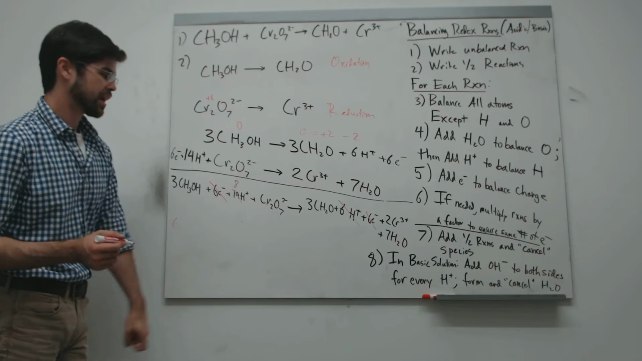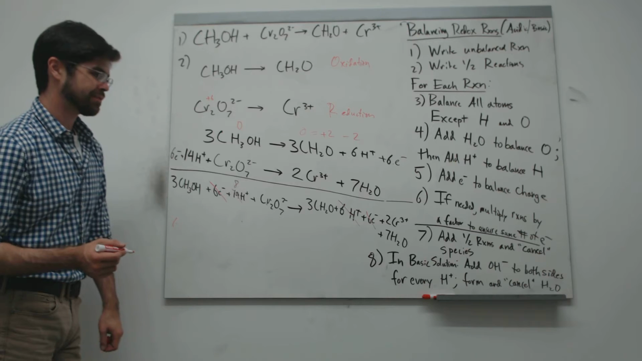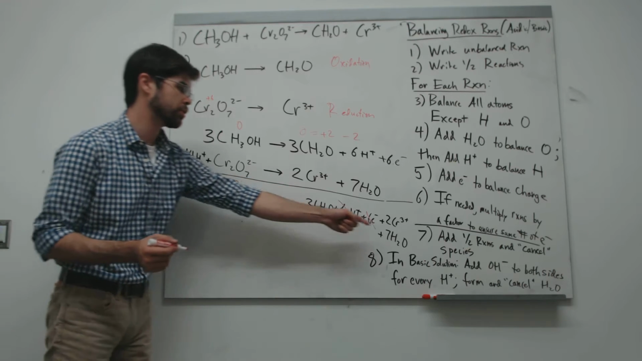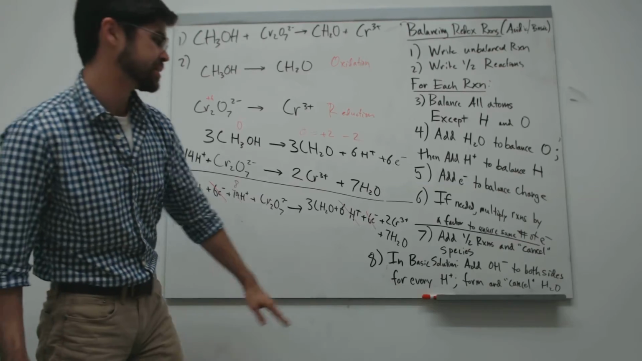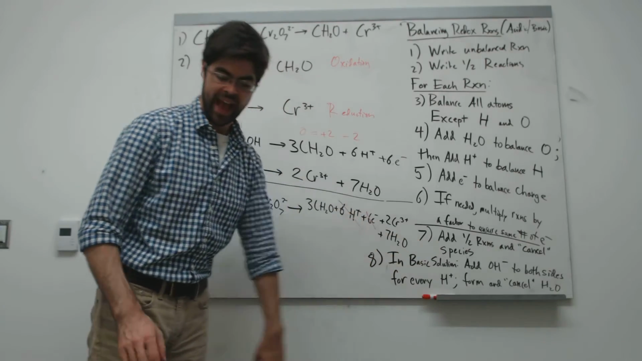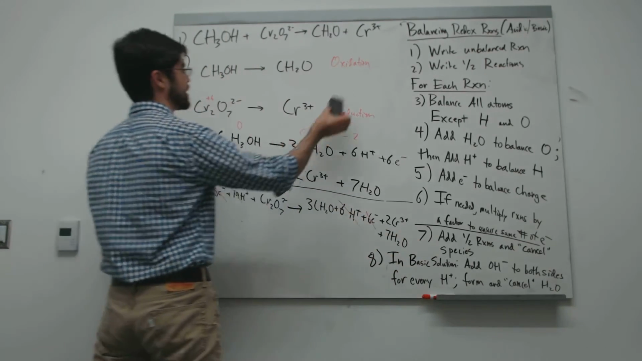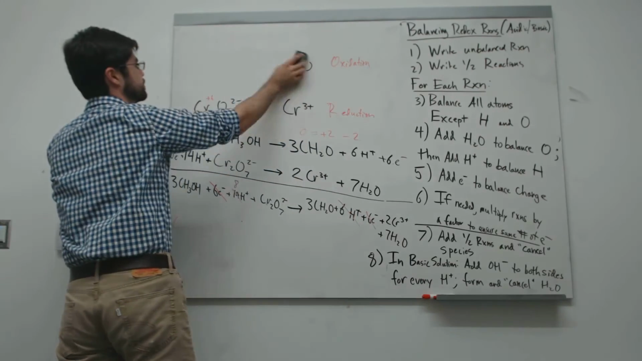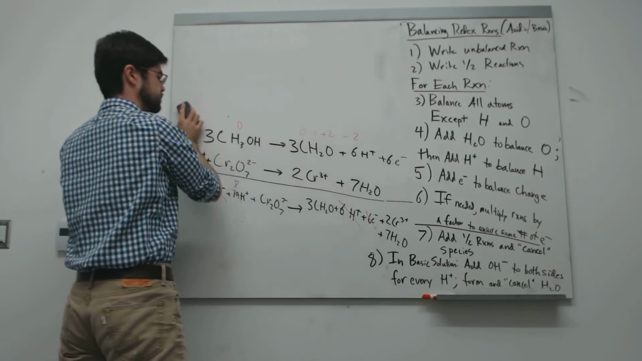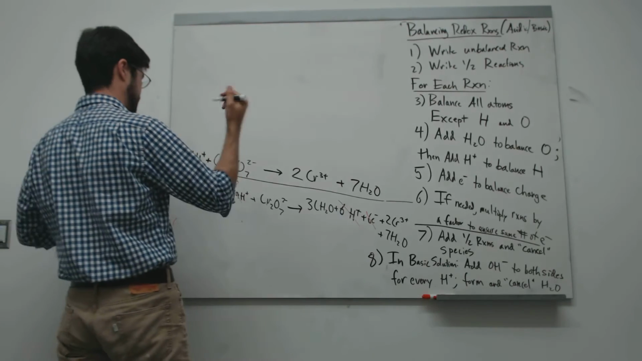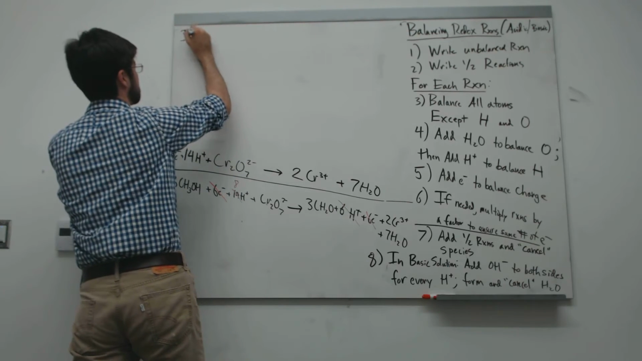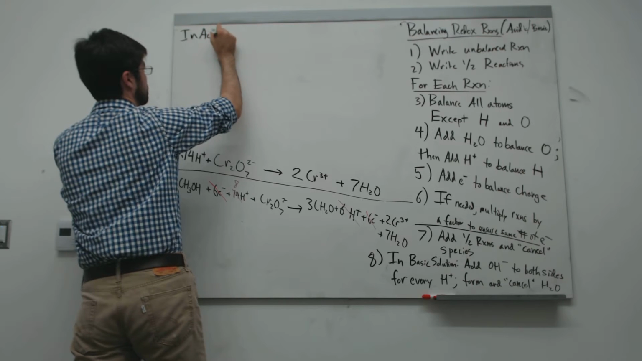And then the dichromate ion is left alone. There's no water molecules on this side, so everything is done. So let me write out the balanced reaction that we have at this point. I'm going to copy that up here. So this is the net reaction we have so far. This is in acidic solution.